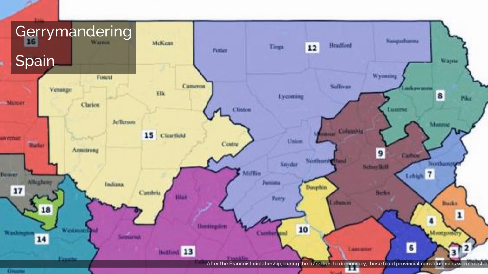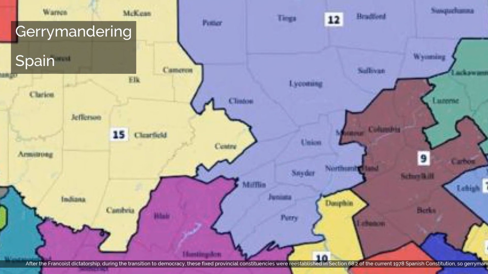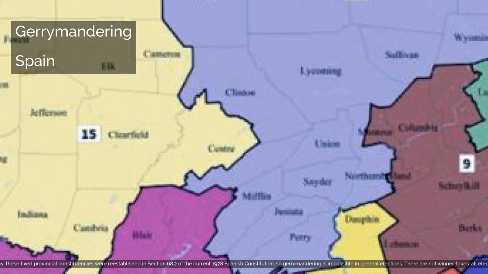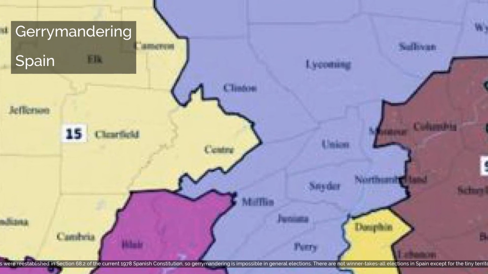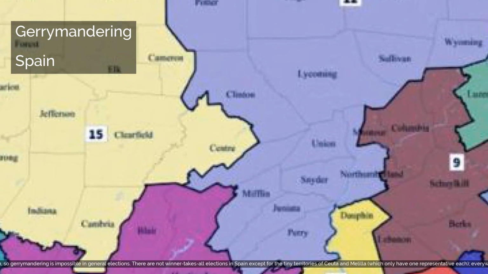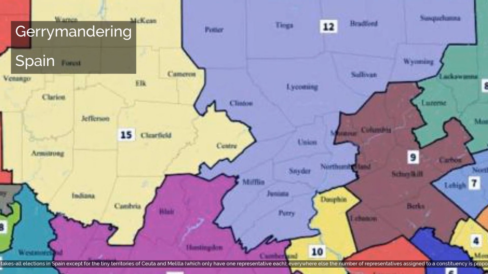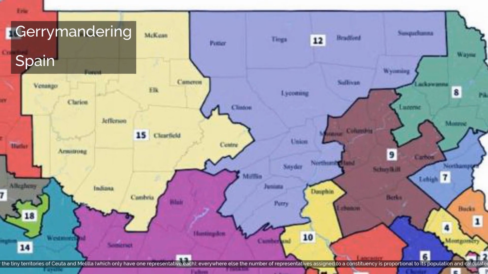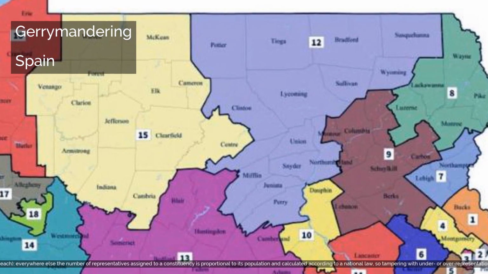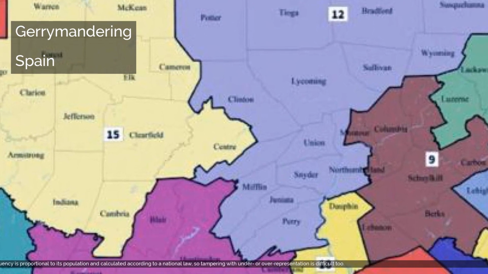After the Francoist dictatorship, during the transition to democracy, these fixed provincial constituencies were re-established in Section 68.2 of the current 1978 Spanish Constitution, so gerrymandering is impossible in general elections. There are no winner-takes-all elections in Spain except for the tiny territories of Ceuta and Melilla, which only have one representative each. Everywhere else the number of representatives assigned to a constituency is proportional to its population and calculated according to a national law, so tampering with under- or over-representation is difficult too.